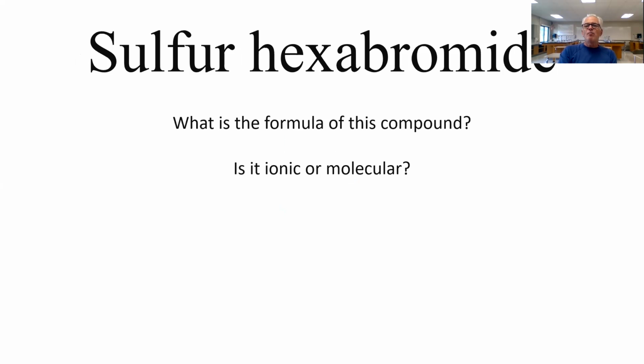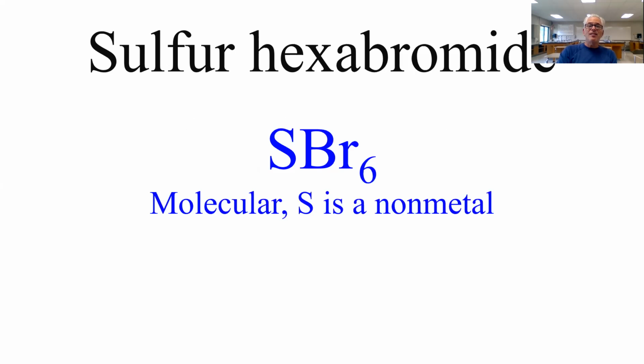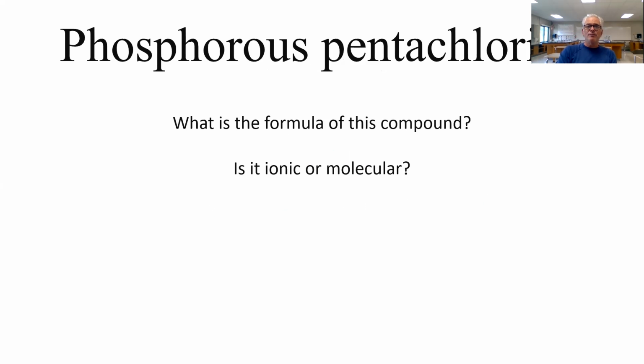Sulfur hexabromide. 1 sulfur and 6 bromines. SBr6. Just like I said, 6 bromines. Of course, it's molecular. Neither of them are metals. Phosphorus pentachloride. Phosphorus is still a nonmetal.